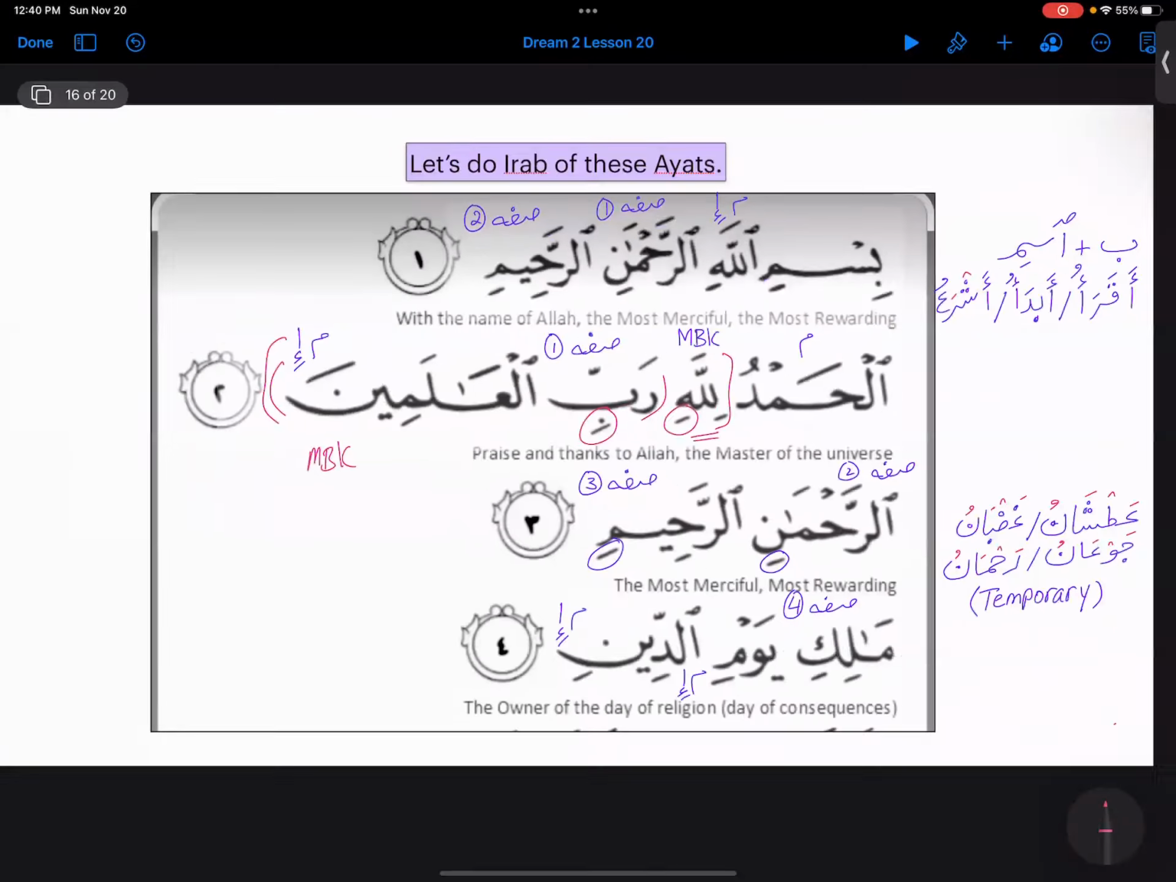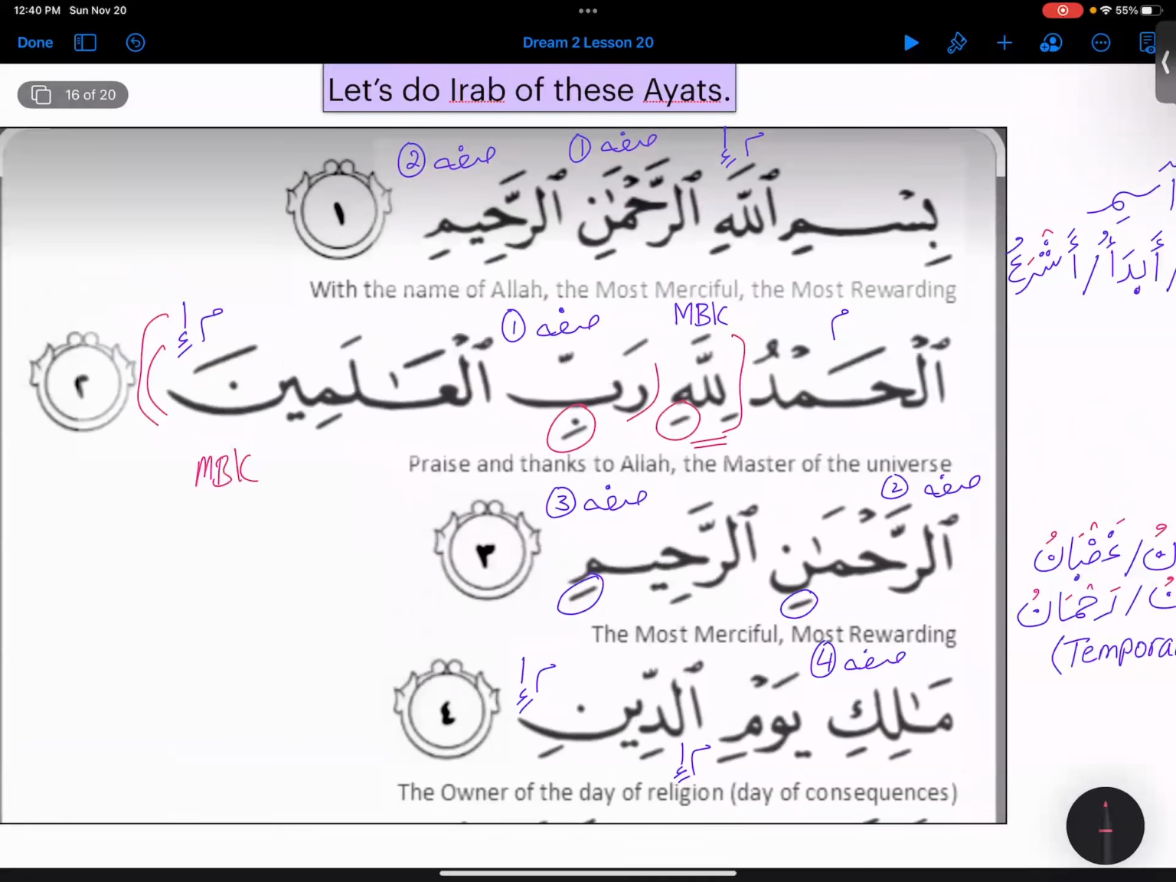SubhanAllah, SubhanAllah. How many weeks we have spent, and this is our thing, right? SubhanAllah. Yeah, 20 lessons to just dissect one phrase.